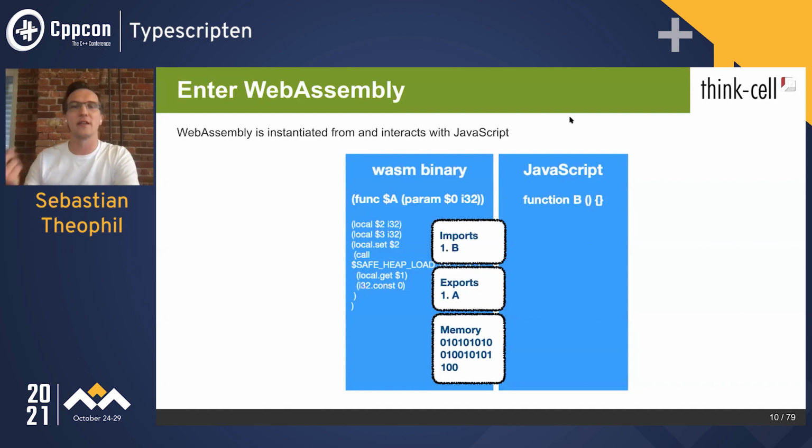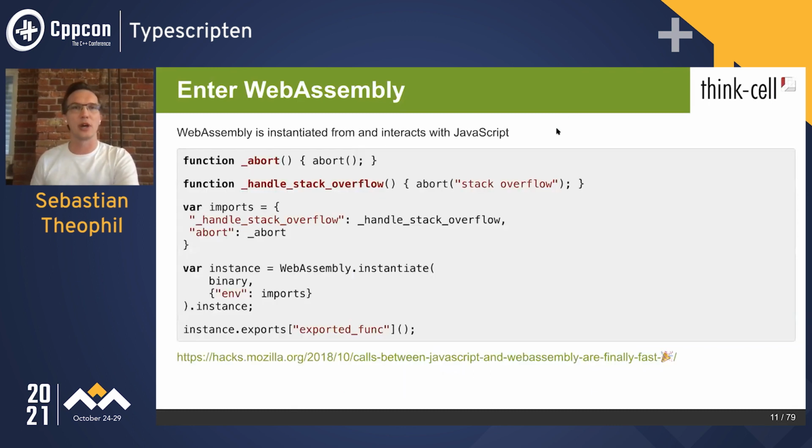They can call each other, yes, and they have to have integer and floating point arguments or return values. That's an important limitation here. So how does that look in code? Now my clicker is gone again. Okay. How does that look in code?